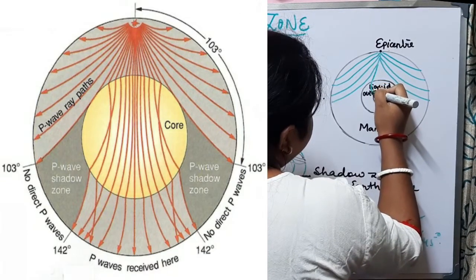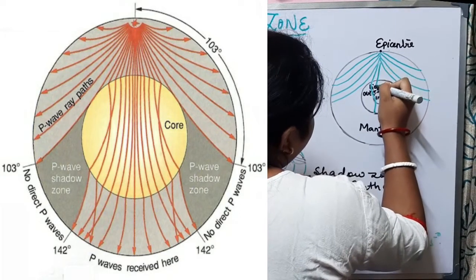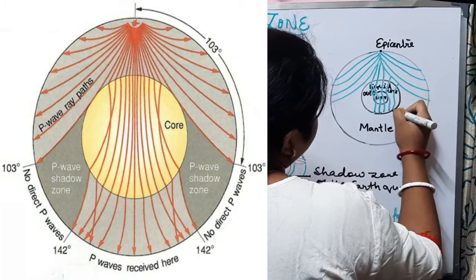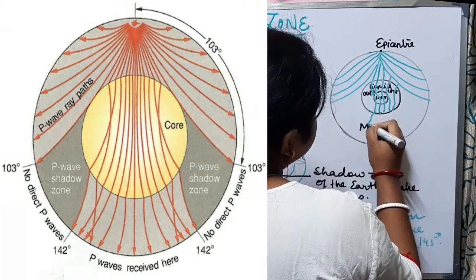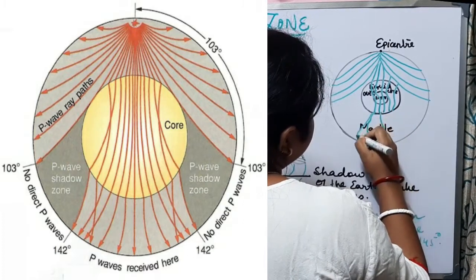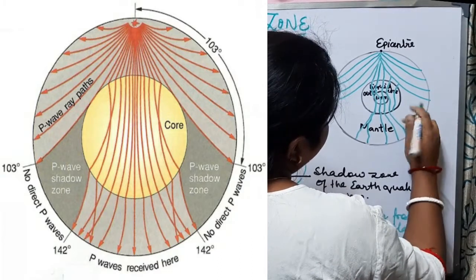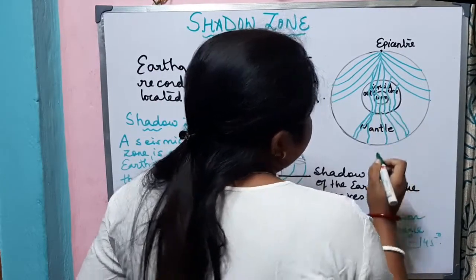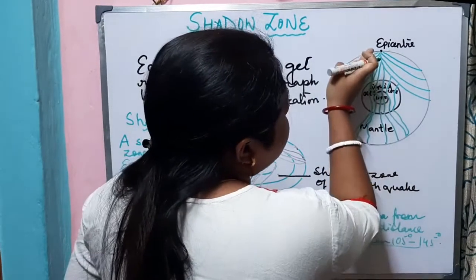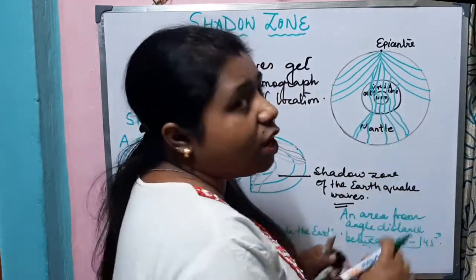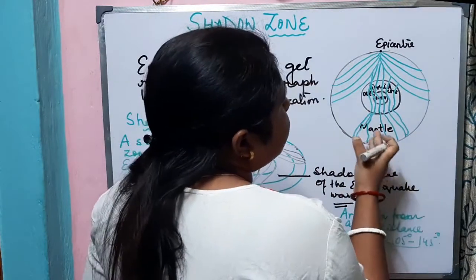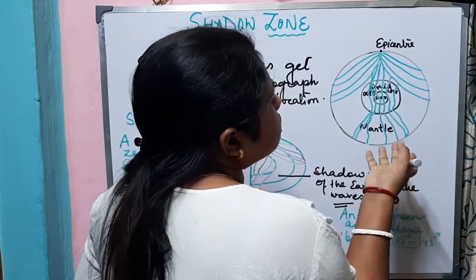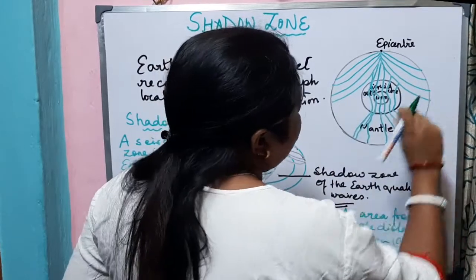Now here we will notice that P waves will refract. Why will the P waves refract and not be able to reach this particular portion? We know that the P waves can travel through all medium, but it will refract because here there is a change in velocity. In the mantle, at the boundary, when it is moving from a solid to a semi-molten state, the velocity changes. So due to the change of velocity, this is the area where the P wave cannot reach.